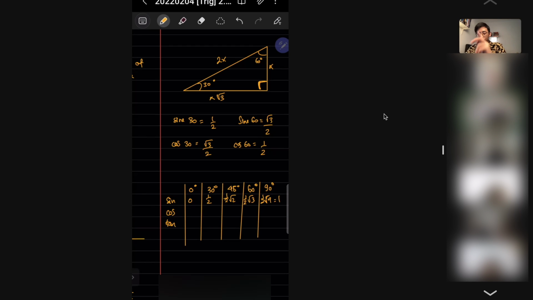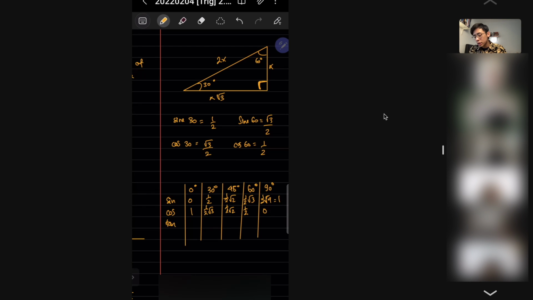Cosine is the vice versa of the sine. So it starts with 1, and then half the root of 3, half the root of 2, half, and then 0. So that's cosine.